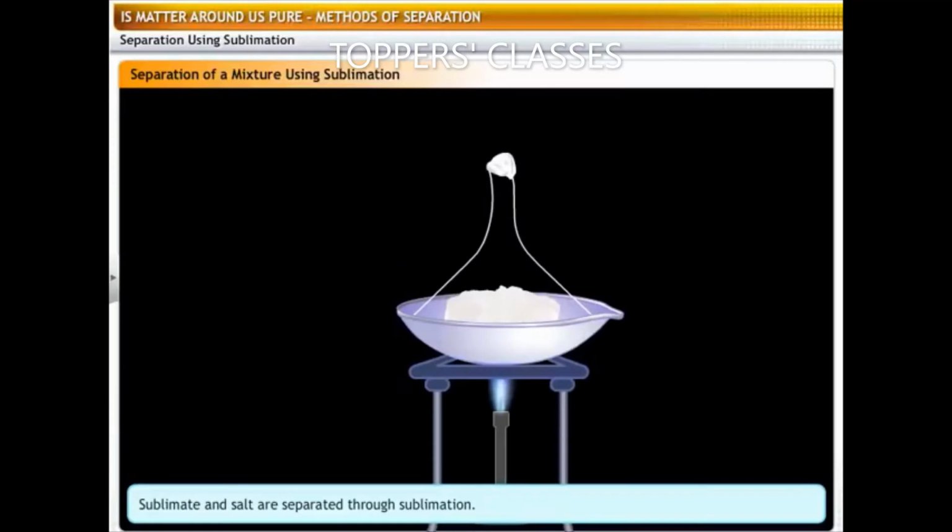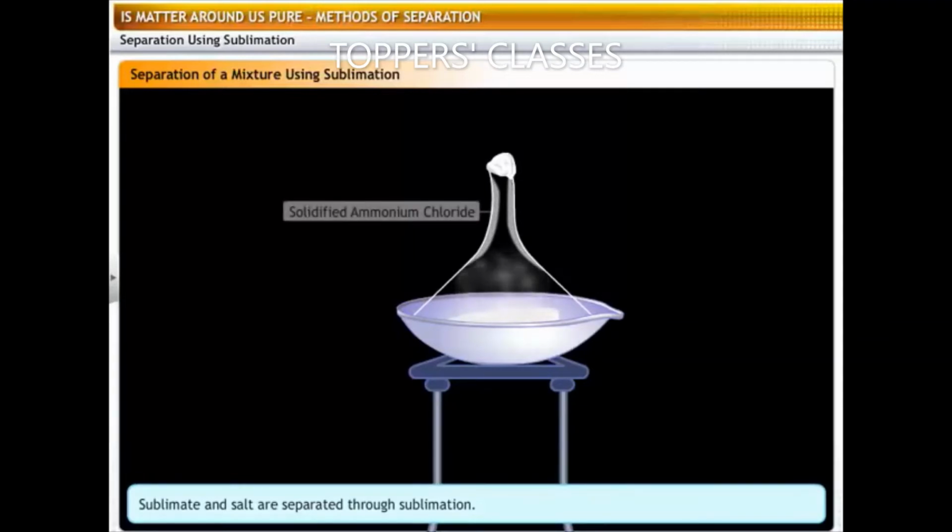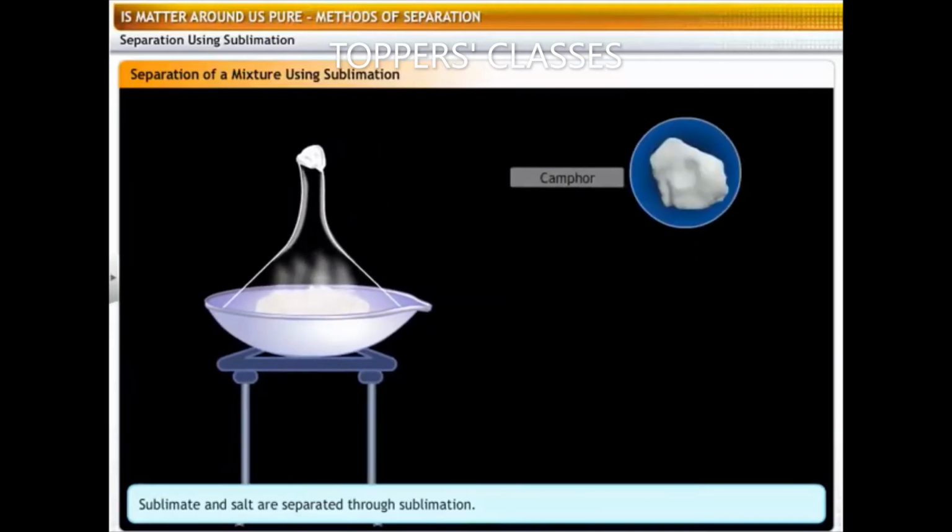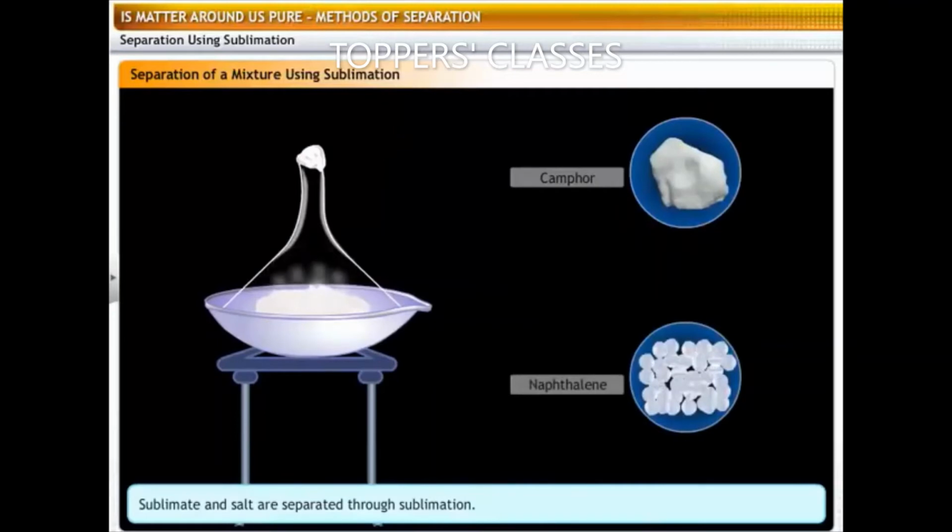In a short while, you will see vapors of ammonium chloride. Stop heating and allow the setup to cool. You will see a fine white powdery deposit on the sides of the funnel. This is solidified ammonium chloride. Solids like camphor, naphthalene, and anthracene are examples of solids that sublimate.